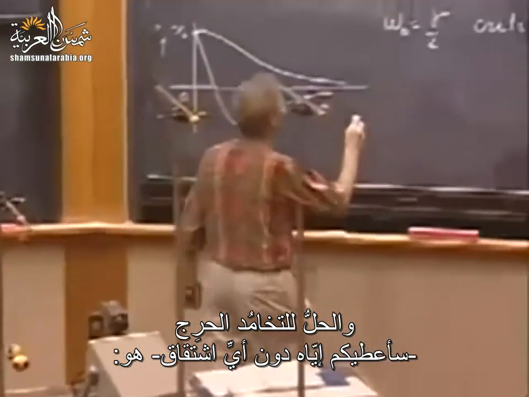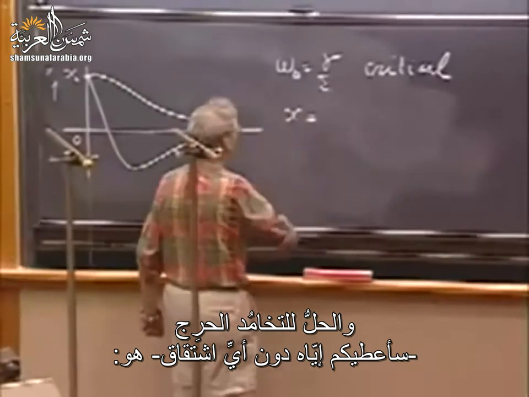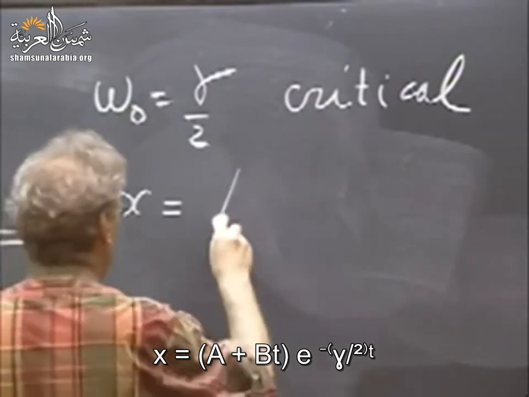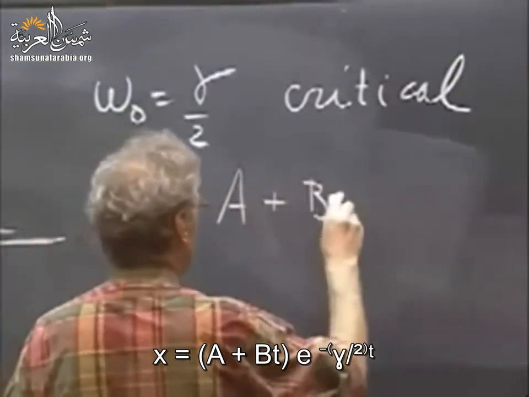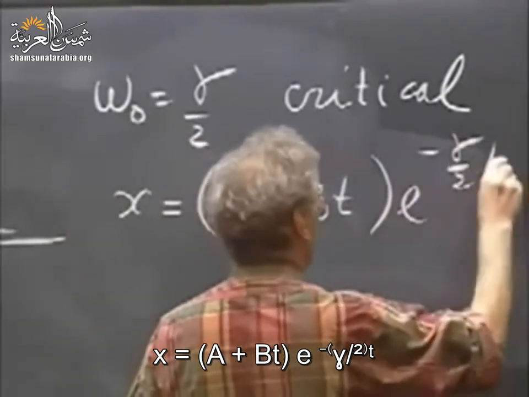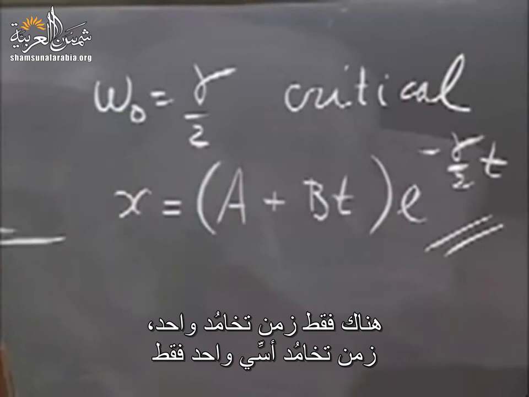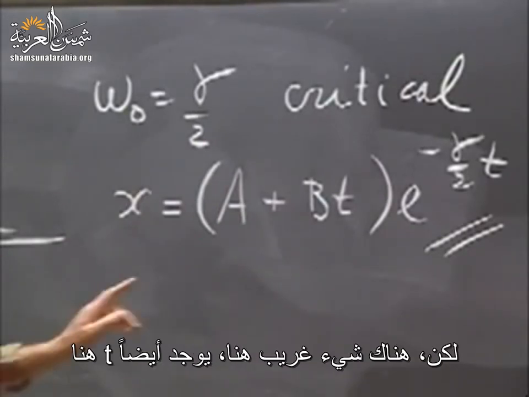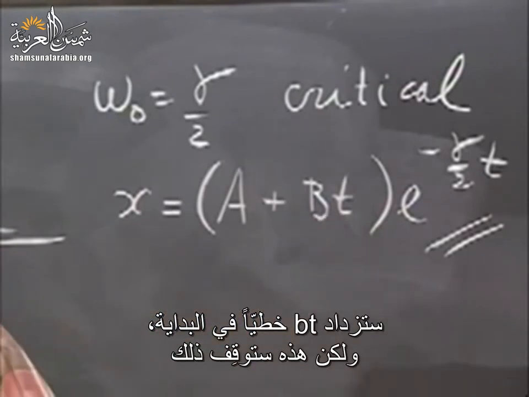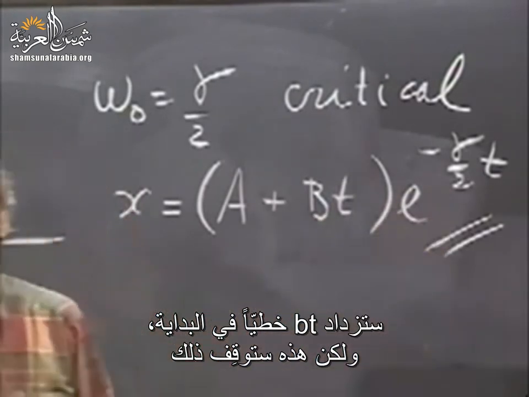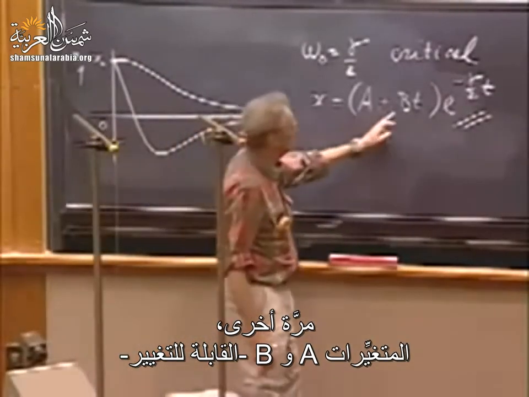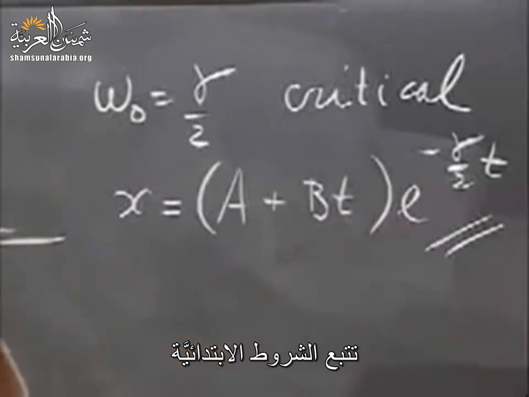And with critical damping, the solution, and this is just, I give you this without any derivation, is A plus B times t times e to the minus gamma over 2 times t. Only one decay time, one exponential decay time, but there is something funny here. There is also a t here. So this Bt is linearly growing in the beginning, but of course this one kills it. And again, your two adjustable parameters, A and B, follow from the initial conditions.